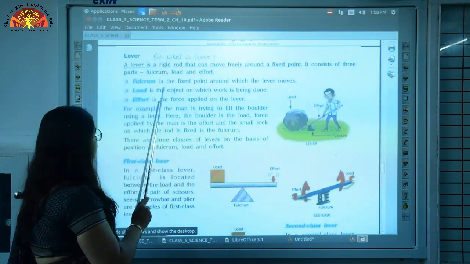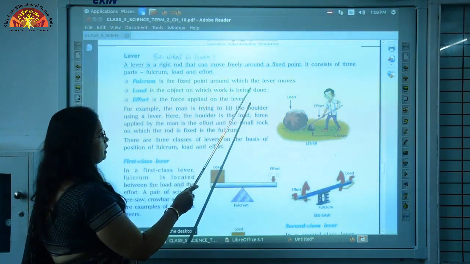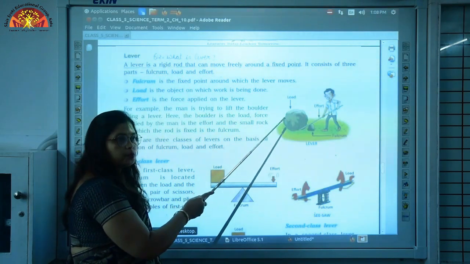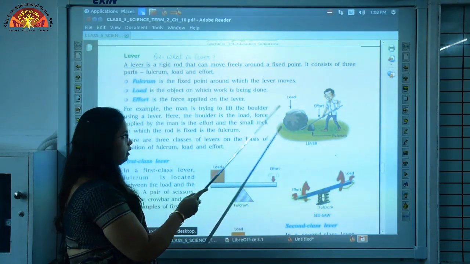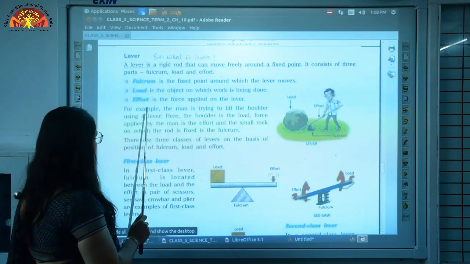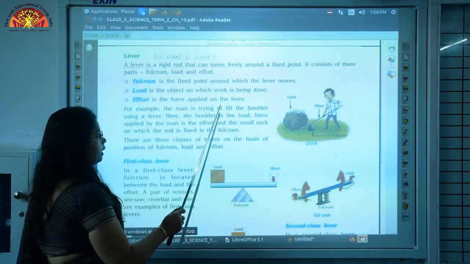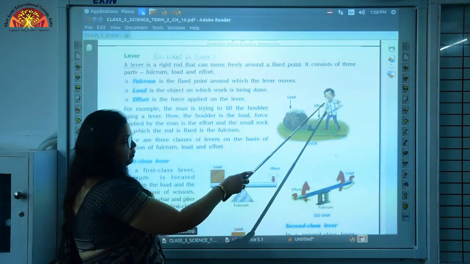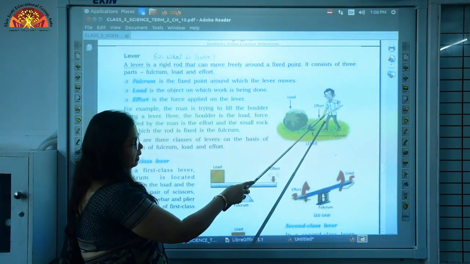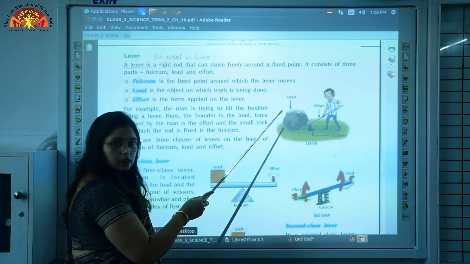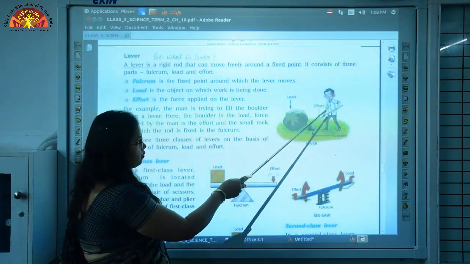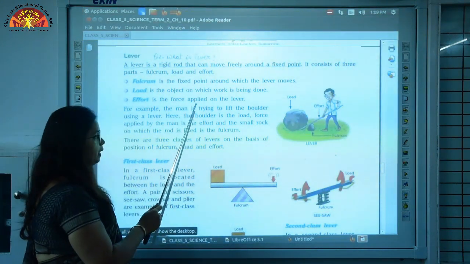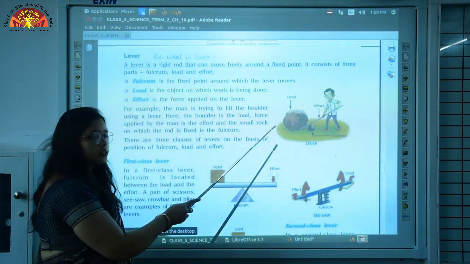Then load is the object on which work is being done. Now you can see here, this is called load. It is the object on which work is being done. Then the third part here is effort. Effort is the force applied on the lever. So here this is the effort. Okay. Here you can see that muscular force is applied on this lever to lift up this load. So effort here is the force applied on the lever. So these are the three parts on which this lever is based.